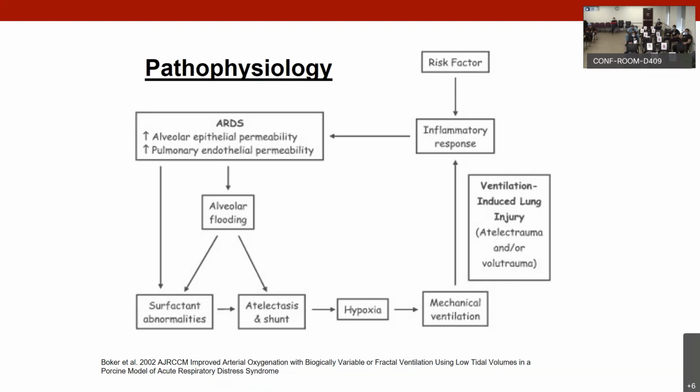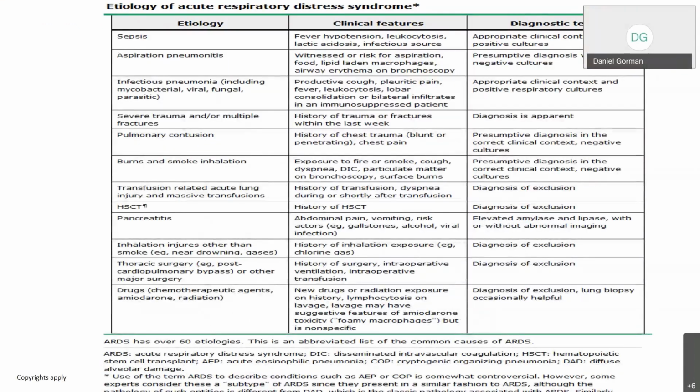So I just put this up. You don't have to look at this and understand this, but I just want you to see that ARDS is a syndrome that's heterogeneous, right?